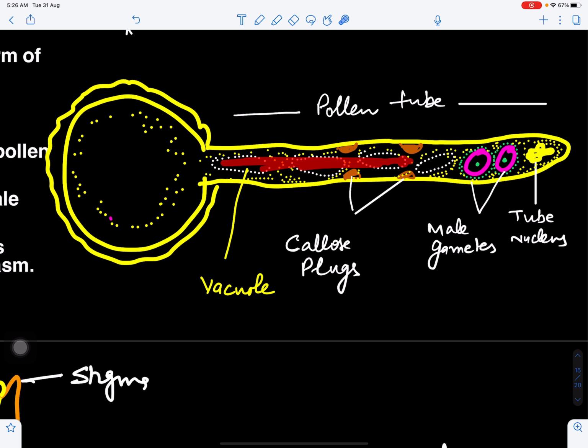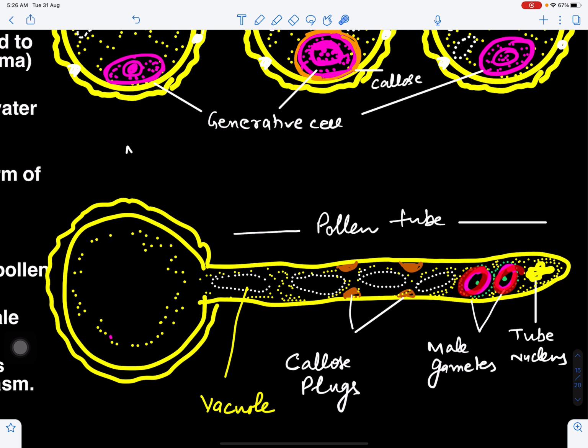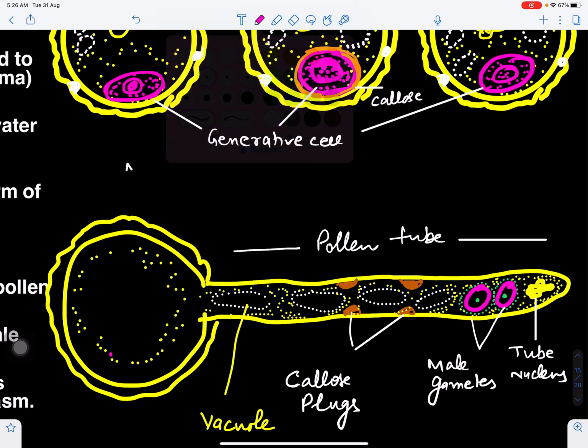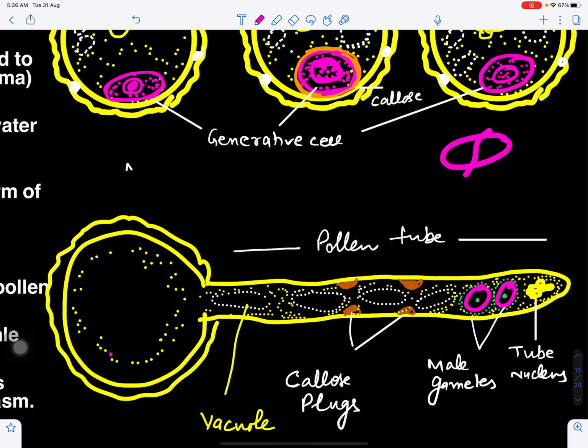This will be hindered. And here these are two male gametes which are being produced from the division of the generative cell. Now this generative cell has divided into two male gametes, right? And they are surrounded by a cytoplasmic sheath. You can see here the green color cytoplasmic sheath present around the male gametes. So these are two male gametes, very important. And this part is the tube nucleus, which has reached the tip of the pollen tube.